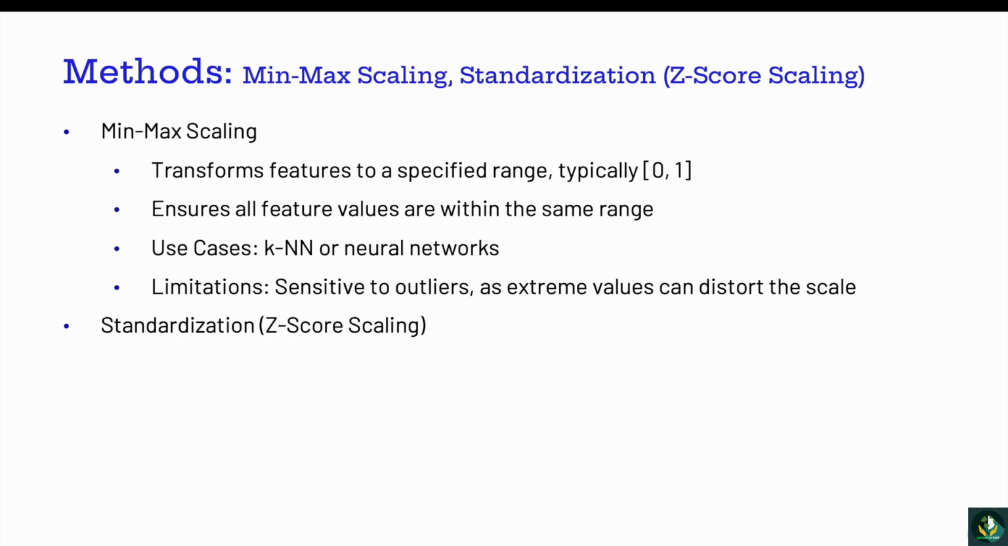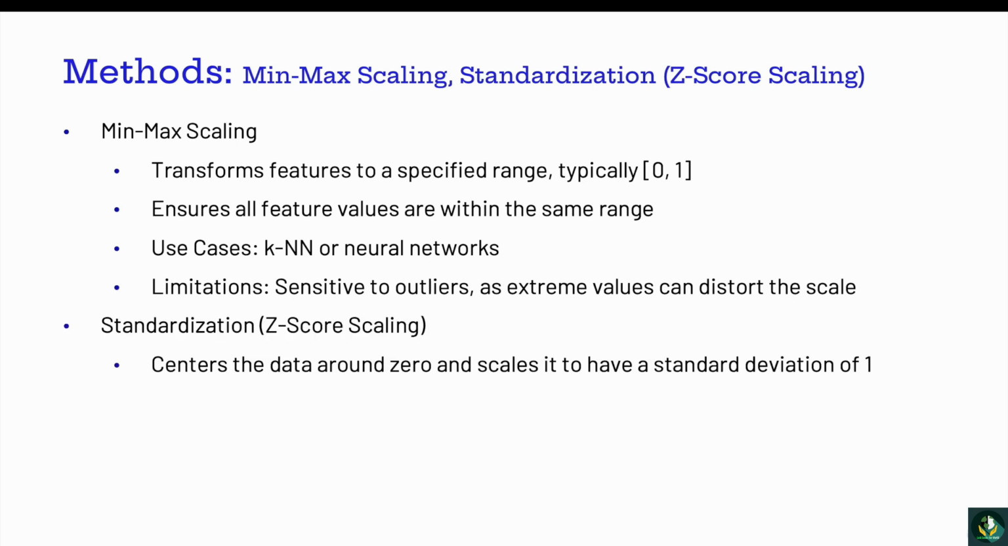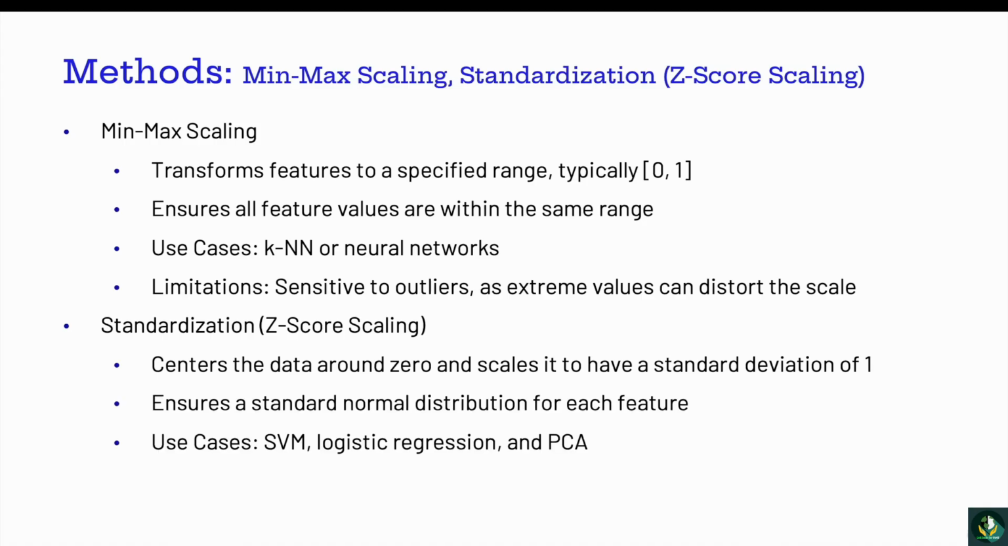As for standardization or z-score scaling, it centers the data around 0 and scales it to have a standard deviation of 1, and it ensures a standard normal distribution for each feature. Use cases for this: it is preferred for algorithms like SVM, logistic regression, and PCA. Advantages: it handles outliers better than min-max scaling.